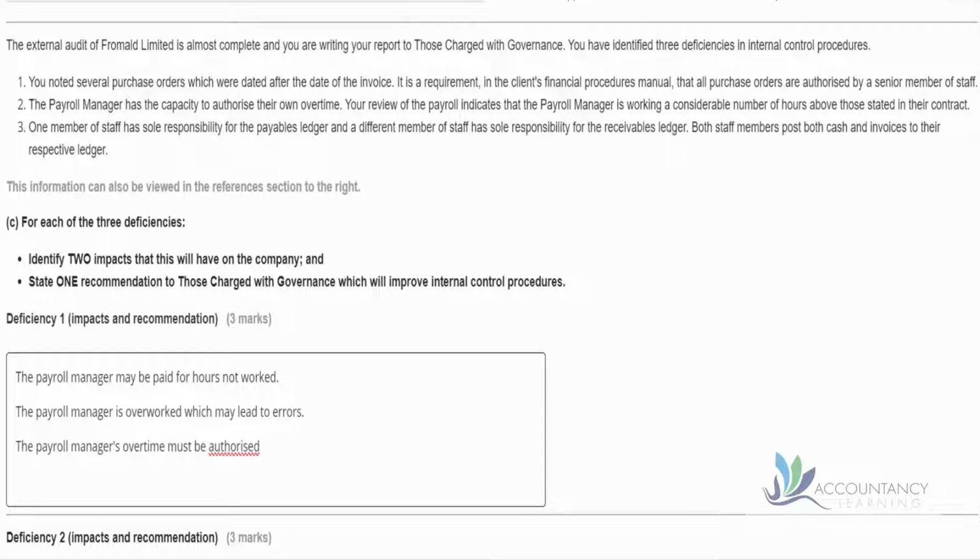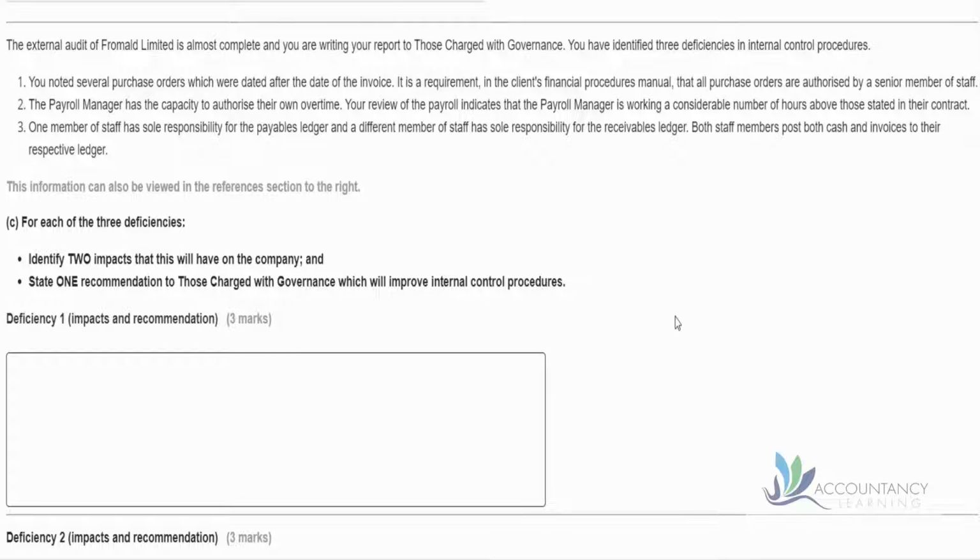So a recommendation could be the payroll manager's overtime must be authorised. But you see, that's not a brilliant answer, is it? Because it's simply saying what the problem is, but reversing it into this is what you should be doing rather than this is what's not happening. So we want to make this a bit better, and we could do that by suggesting who does the authorisation. So if we say by the finance director, that would be an improvement to your answer.